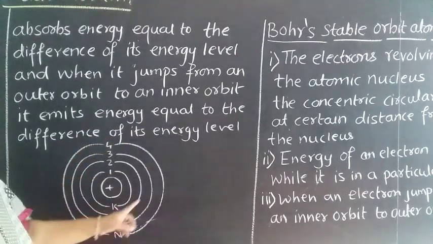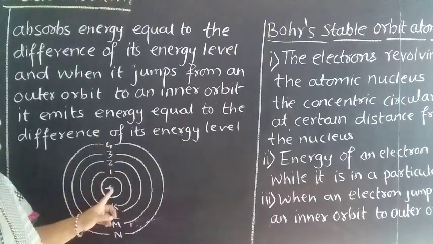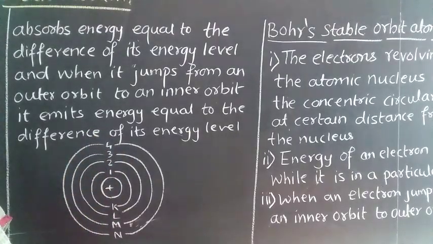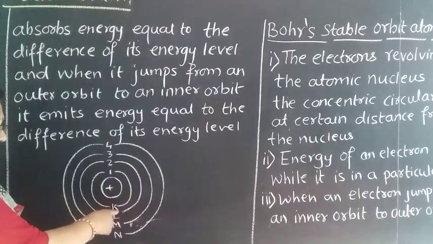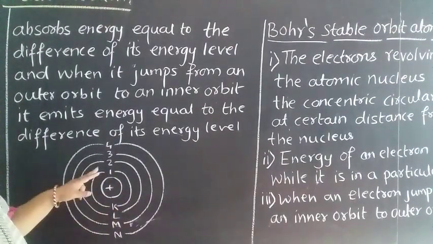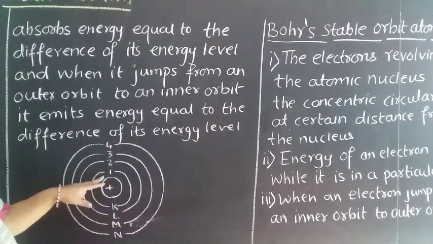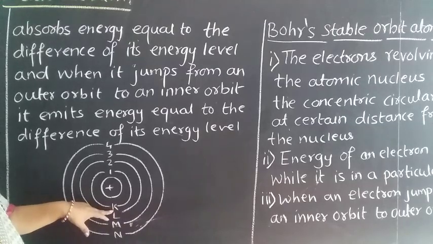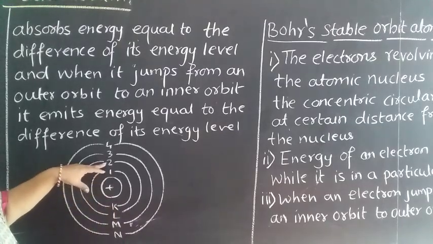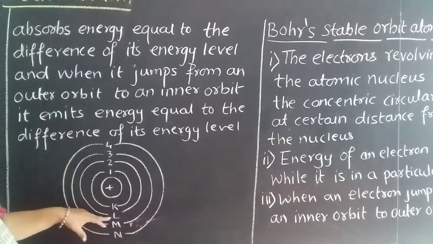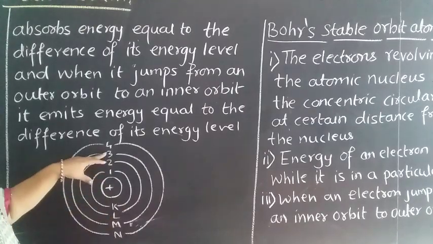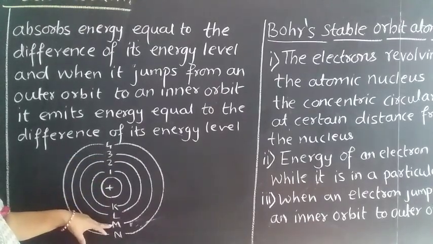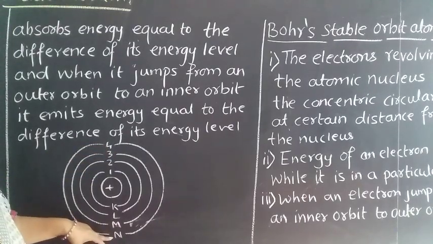This is the Bohr's model which is given by Bohr. In his model, what does he tell? The closest orbit near the nucleus is named K shell. The second orbit is named L shell, the third orbit is named M shell and the fourth orbit is named N shell.